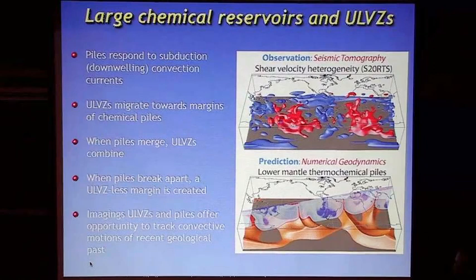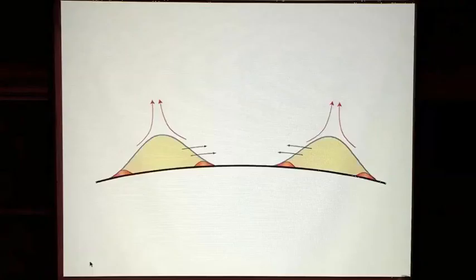That's part of my talk I'm just going to skip over in a second. So if you can really image ultra-low velocity zones in detail and large-low shear velocity provinces in detail, you could actually say something about mantle dynamics. So I'm going to skip through this. These are my merging ULVZ. Ooh, big one. Then they go to the sides. Skip, skip, skip, skip.